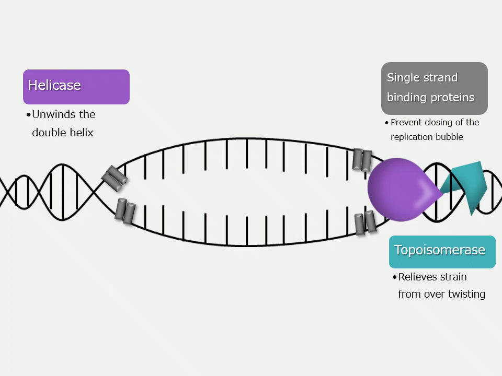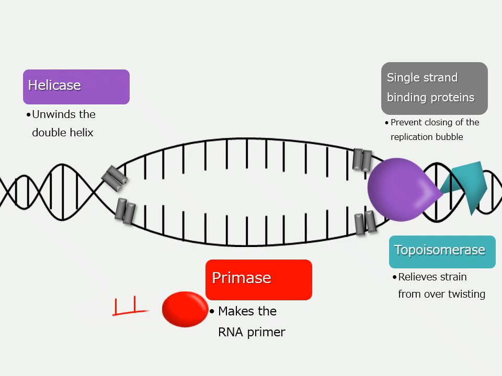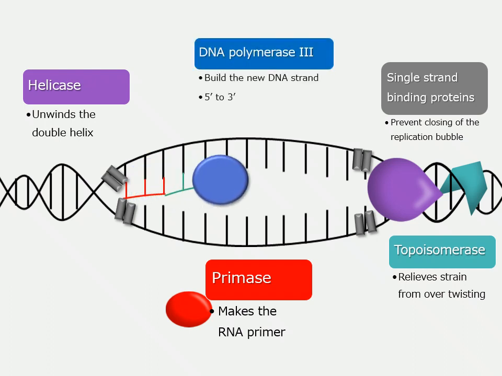Single-strand binding proteins can come in and stabilize the single-stranded DNA to prevent the bubble from closing back up again. As we mentioned a moment ago, primase will synthesize the short RNA primer that's required to provide the 3' hydroxyl group. This is usually around 10 nucleotides in length. Finally, DNA polymerase III can come in and start building the new DNA strand.